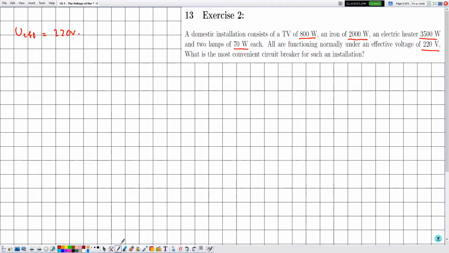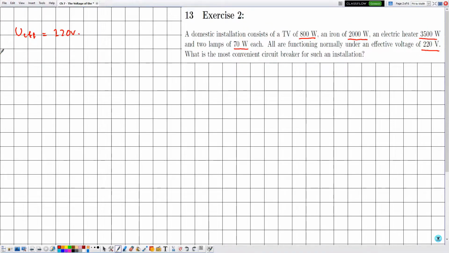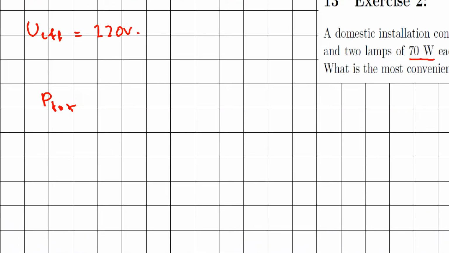And here, in order to know the most convenient circuit breaker, first we need to determine the main current that is traversing this domestic installation, and we know that in this case they are connected in parallel. Then for this reason all of them are functioning normally under an effective voltage or an applied voltage of 220 volts. Then let's start by calculating the total power, because we know that if you want to determine the current, P is equal to U multiplied by I. So in order to determine I, we need to know U and P.